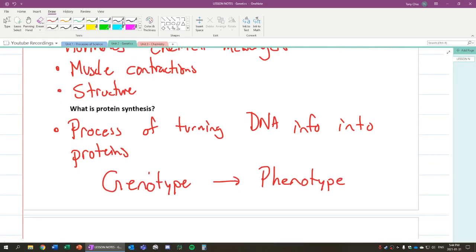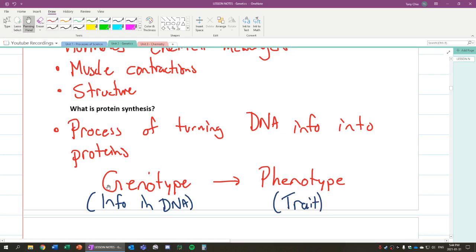What does that mean? Genotype is the information in DNA. Phenotype is the trait that will show because of that. For example, you could have information in DNA to create skin cells. The phenotype will be the skin cells themselves.